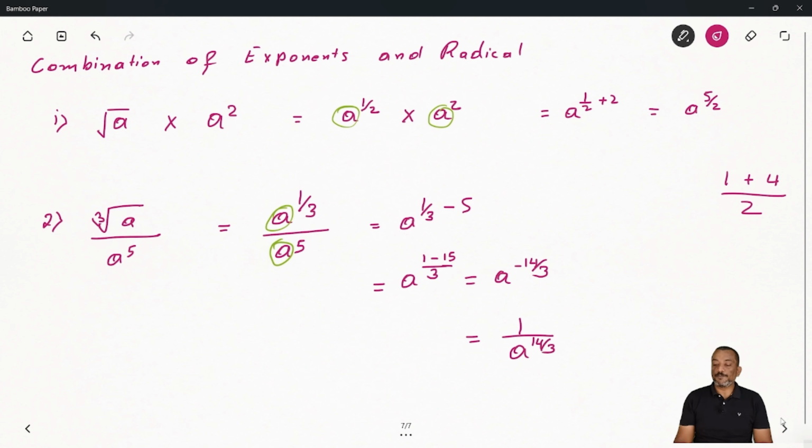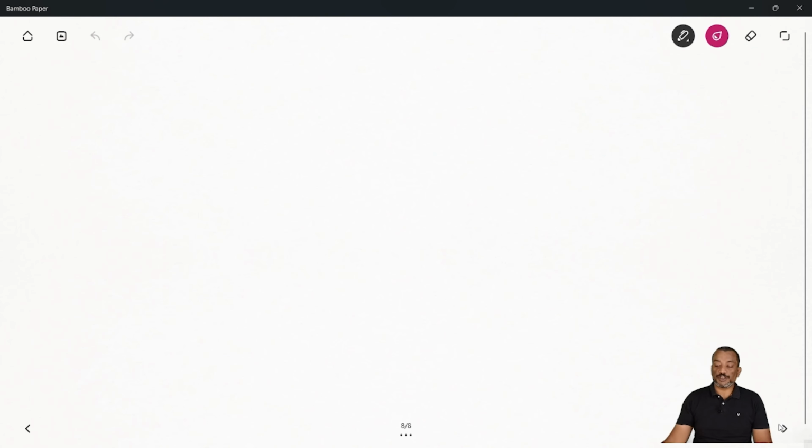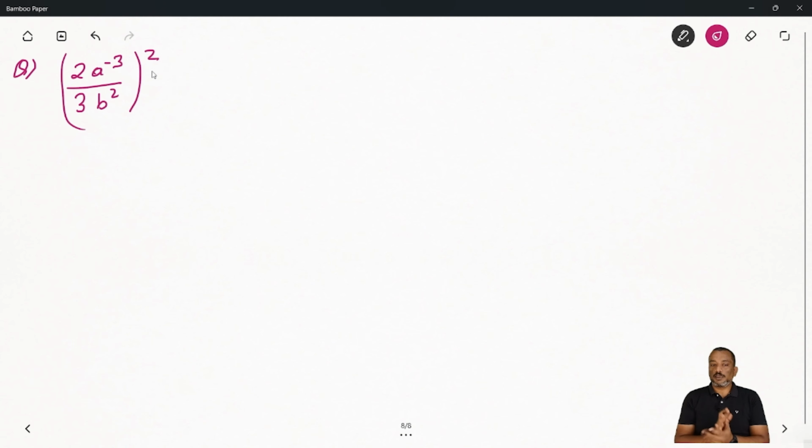Hope it's clear. Now coming to some more questions based on variables and constants. Suppose you are given this question: solve 2a to the power minus 3 over 3b squared, with the whole expression raised to the power 2. Here you have a negative exponent in the numerator. So first we have to apply the power rule.